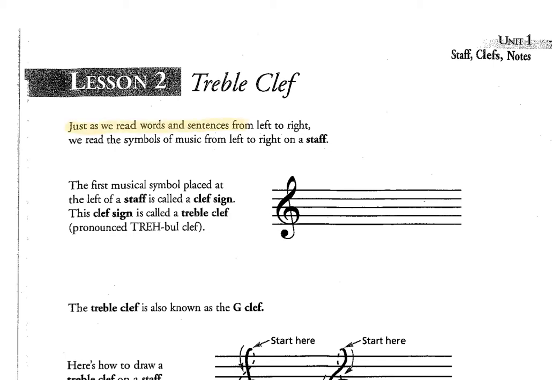Just as we read words and sentences from left to right, we read the symbols of music from left to right on a staff. So there's our staff, 5 lines, 4 spaces below. The first music symbol placed at the left of a staff is called a clef sign. This clef sign is called a treble clef. So there's more than one clef, but in this case, if you ever see one that looks like this, that is the treble clef, the treble symbol. And there's always going to be one on every line of music whenever you see a staff.